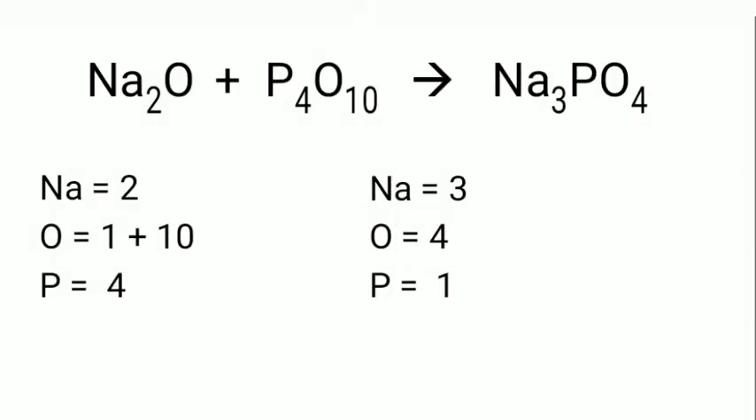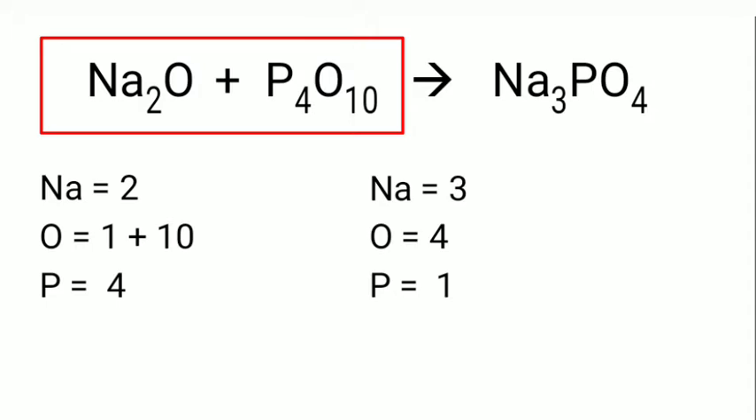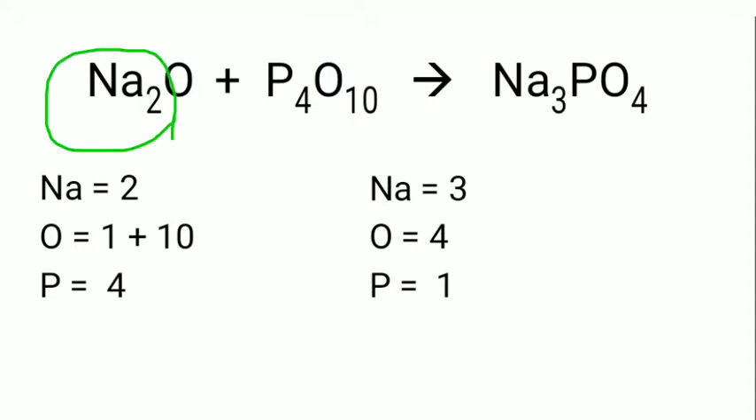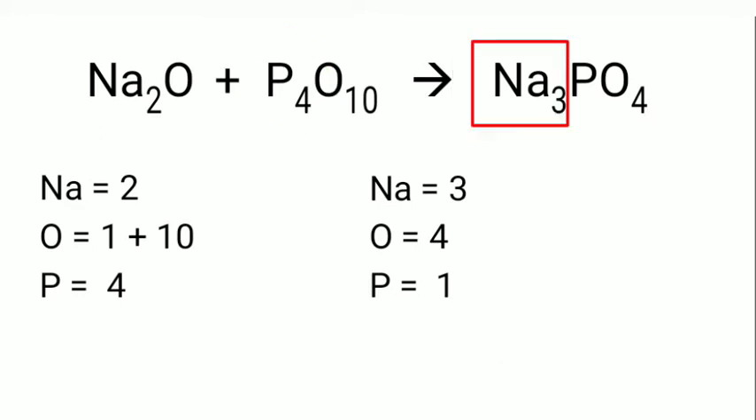Say, for example, we have this equation. Okay, dito mapapansin nyo na yung number ng reactants natin on this side ay meron tayong sodium, 2, 1 oxygen, plus yung 10 oxygen na meron tayo, at 4 na phosphorus. Sa kabilang pwesto naman, we have sodium 3, 4 na oxygen, at 1 phosphorus. Hindi sila pantay-pantay ng bilang ng atoms or ng numbers. So, kailangan magkakamukha sila ng numbers para maging chemical balance sila.